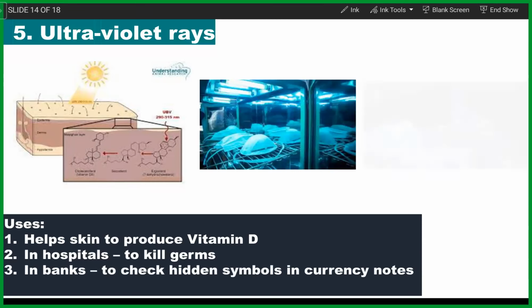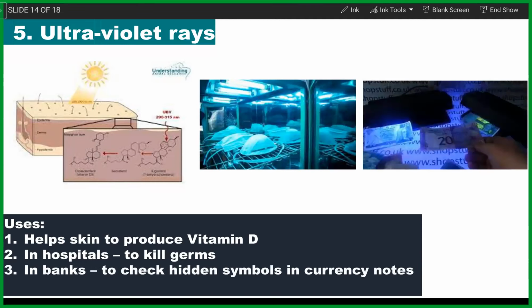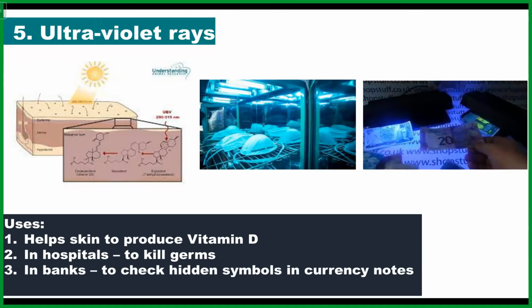Then ultraviolet rays are also used in banks to check for hidden symbols in currency notes. Now we've all seen some hidden symbols in currency notes. These prove the authenticity of certain currency notes. And sometimes these hidden symbols are very difficult to detect using visible light. So an easy way to detect these hidden symbols in currency is by using ultraviolet light. And this is why banks make use of ultraviolet rays to check for hidden symbols in currency notes.